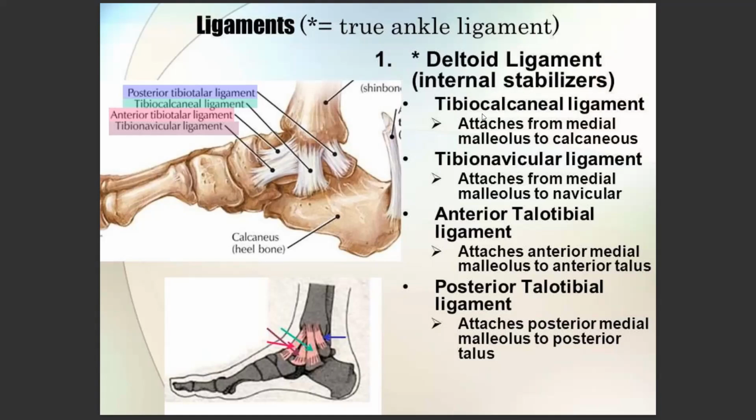These are internal stabilizers for the ankle joint. These ligament bands are the tibiocalcaneal ligament, the tibionavicular ligament, the anterior tibiotalar ligament and the posterior tibiotalar ligament, which we discussed. All of them are attached to the tibia, and then they spread inferiorly to separate attachments on the talus, the calcaneus and the navicular.